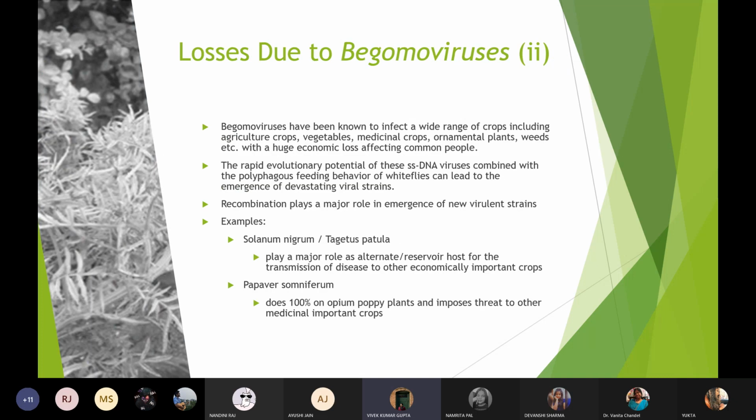Begomoviruses have been known to infect a wide range of crops, including agriculture crops, vegetables, medicinal crops, ornamental crops, weeds, etc., with a huge economic loss affecting common people. The rapid evolutionary potential of these single-strand DNA viruses combined with the polyphagous feeding behavior of whiteflies can lead to the emergence of devastating viral strains.